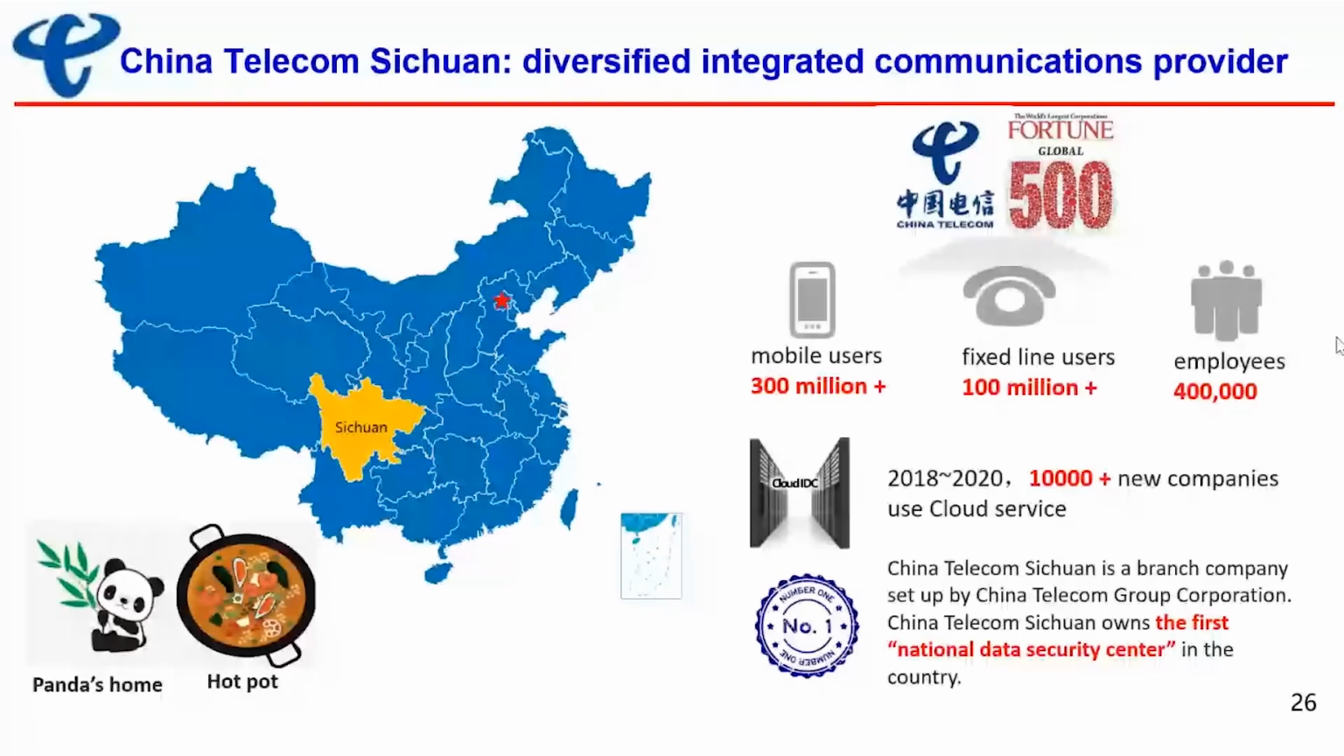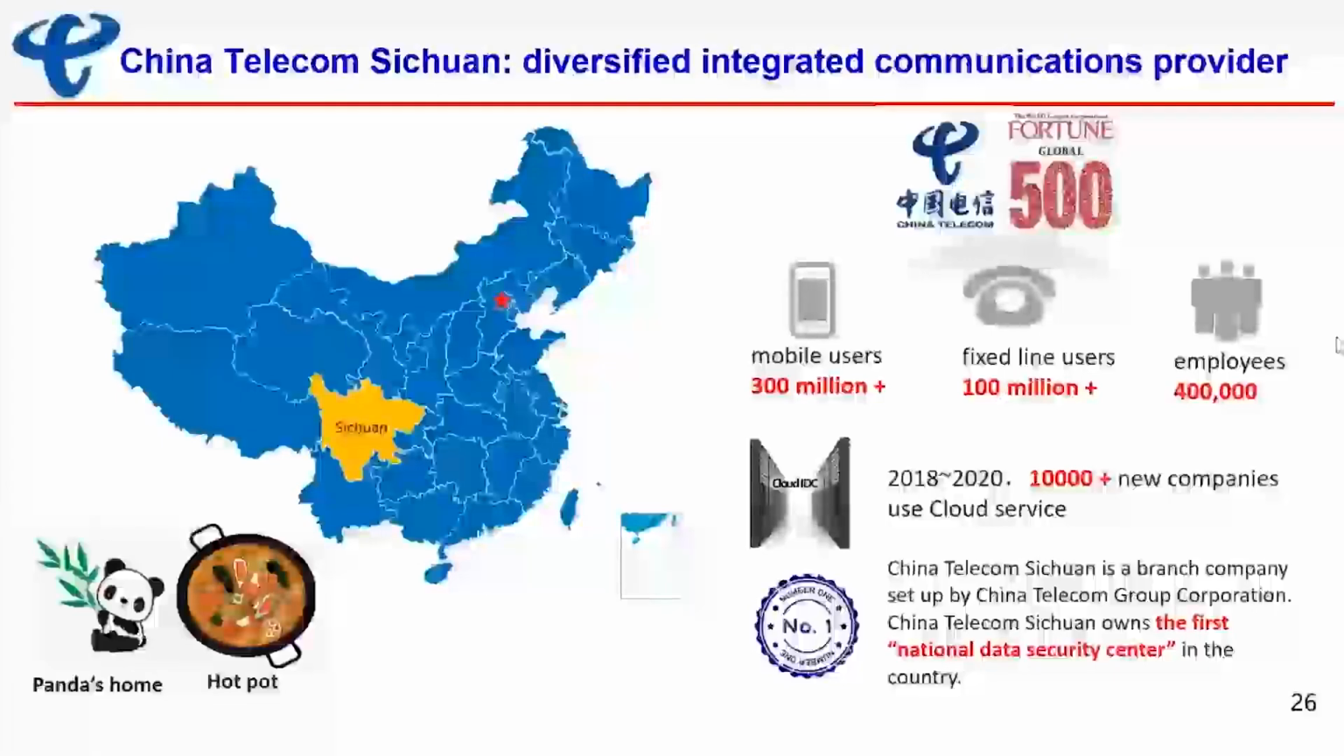First, I will introduce the company, China Telecom and China Telecom Sichuan. China Telecom Group was established in September 2000. It's a very large communications company in China. It has been selected as one of the world's top 500 enterprises for many years.